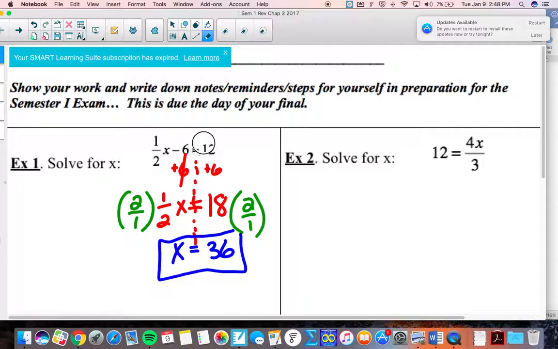If you were to go back up here and take half of 36, you get 18. 18 minus 6 equals 12. It is a solution.